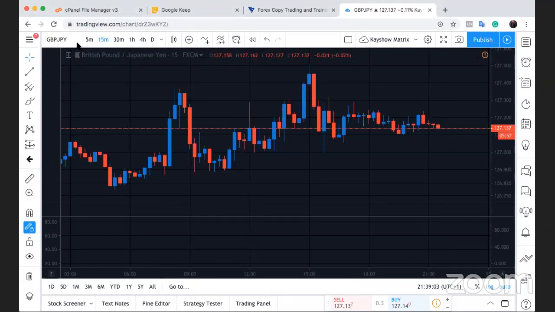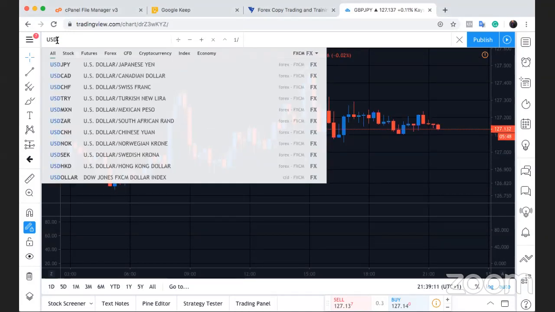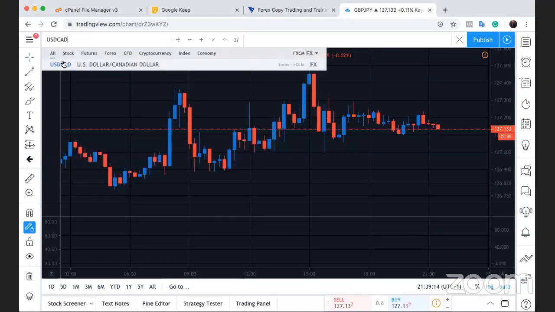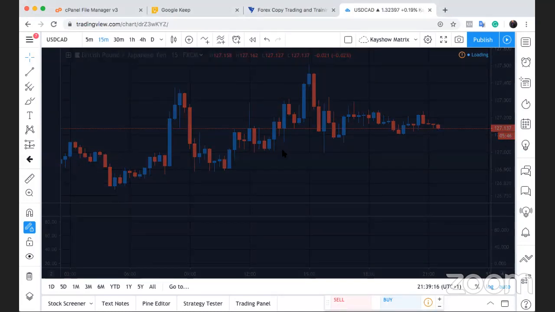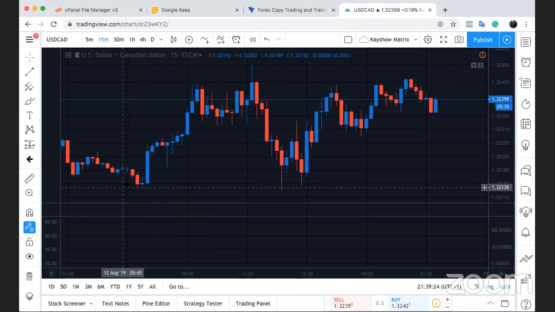Okay. So if you look up here, the first thing we have here is the currency you are looking at. So if I want another currency, maybe USD JPY or USD CAD, I can click on that. It will reload my chart and it will show me the chart for USD CAD. So this is US dollar, Canadian dollar, and I can see the way price is moving.